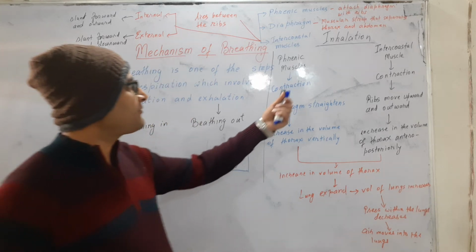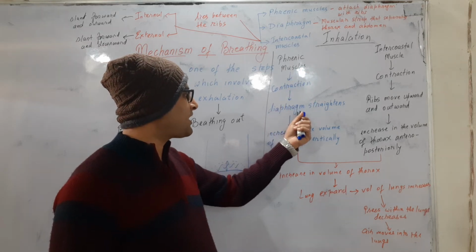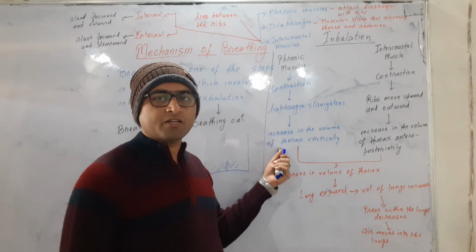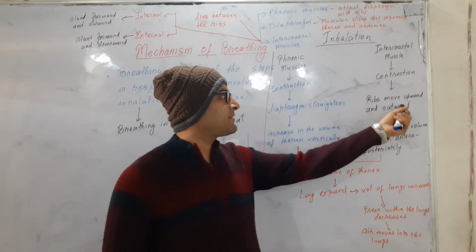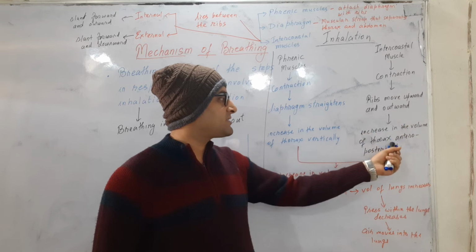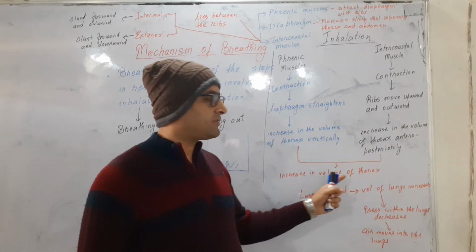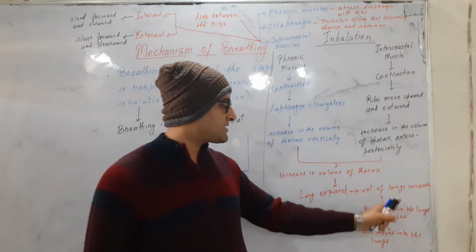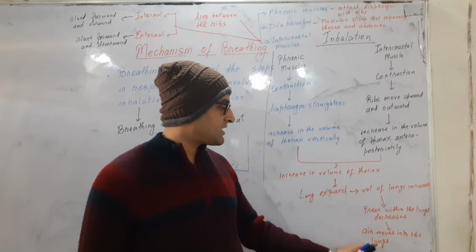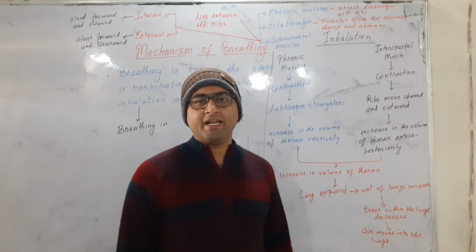So what is happening? Phrenic muscles contract, which results in the straightening of diaphragm, which results in the increase of the thorax volume. Intercostal muscles contract, ribs move upward and outward, increasing the volume of thorax anteroposteriorly. Together, it results in the increase in volume of thorax. Lungs expand, volume of lungs increases, pressure within the lungs decreases, air moves into the lungs. So this completes the process of inhalation.